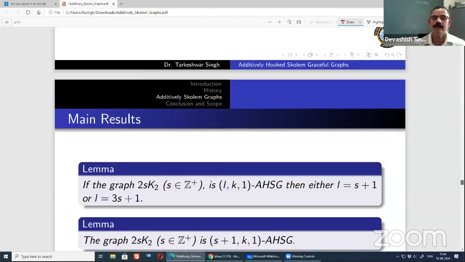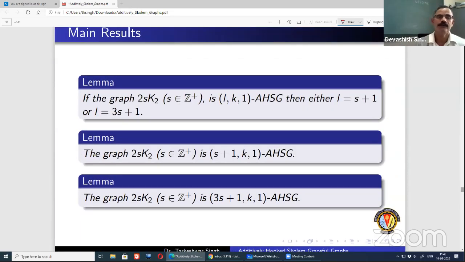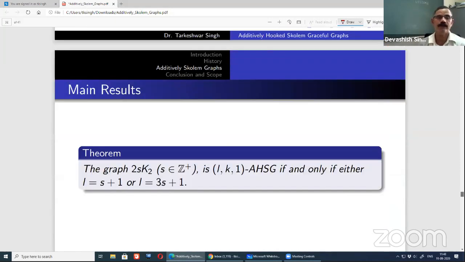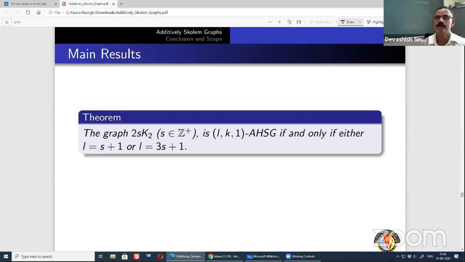Now, these are the results I'm going to discuss here. This is one lemma. If the graph is 2s copies of K2, where s is any number, then it is an additively hooked Coulomb graceful graph when L is either s plus 1 or 3s plus 1. We are able to find the sufficient condition for that, and then we prove the following results for the if and only if case.